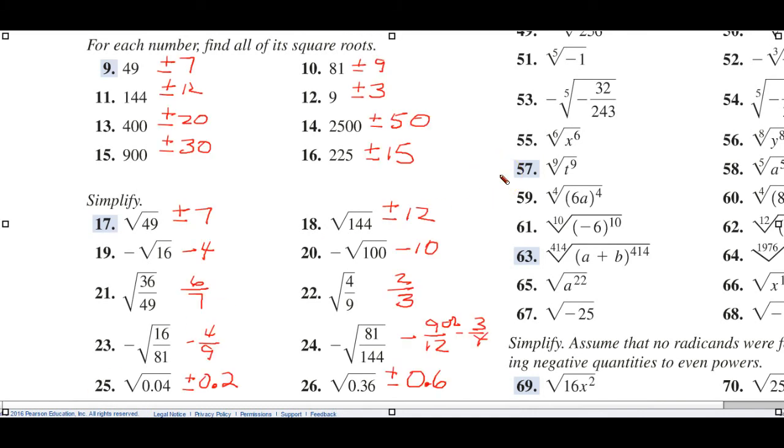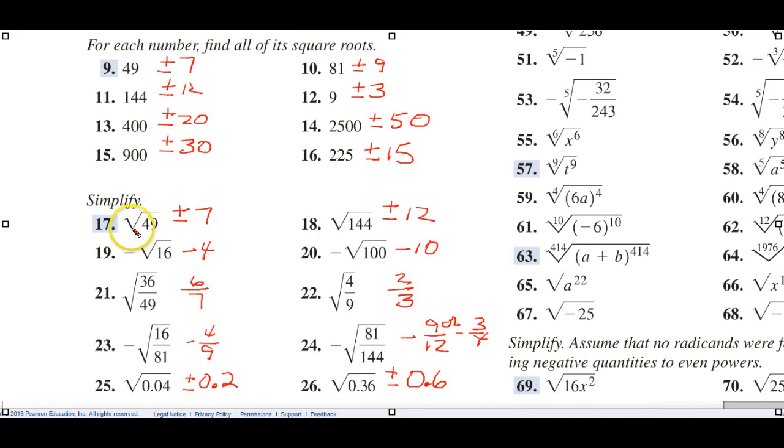As we look at these, again, they're saying for each number, find all of its square roots. So, for the square root of this, we get plus or minuses for each value, and these are the square roots. Now, these are all perfect square products. So these are all rational numbers.